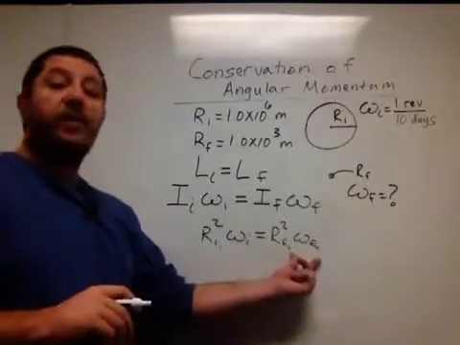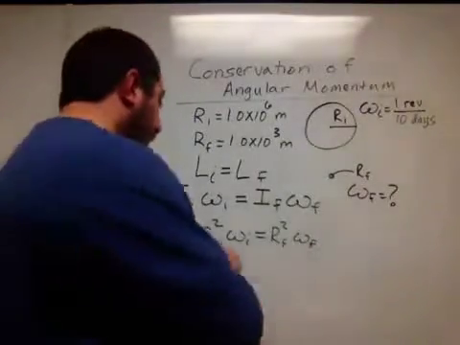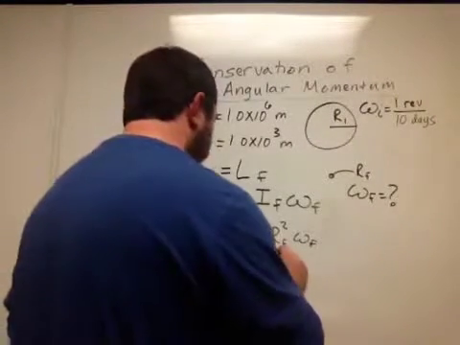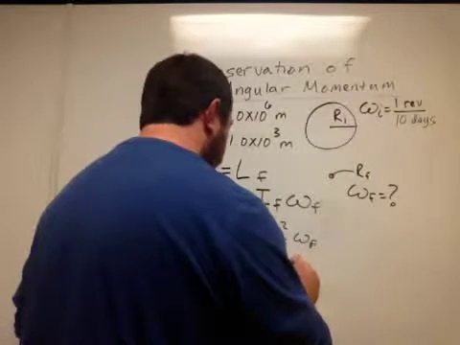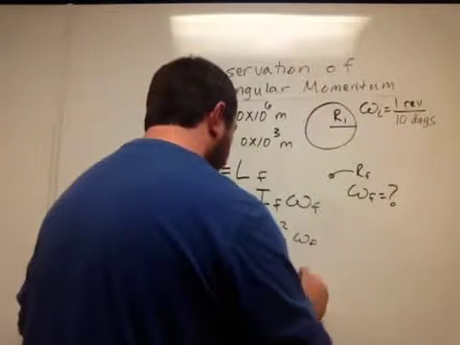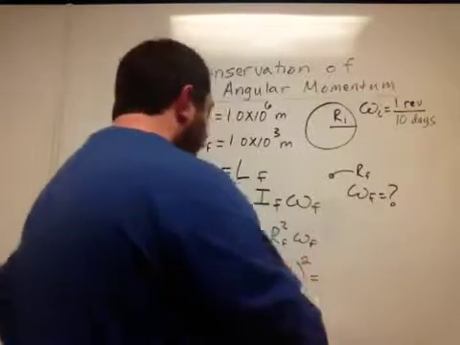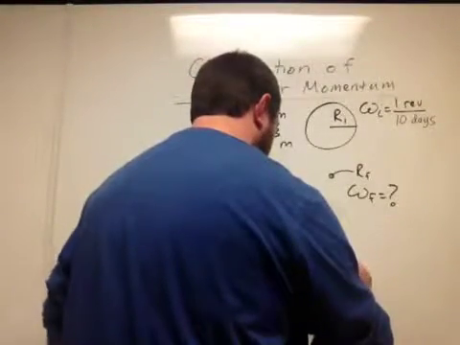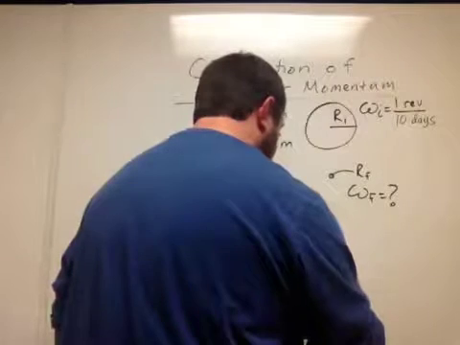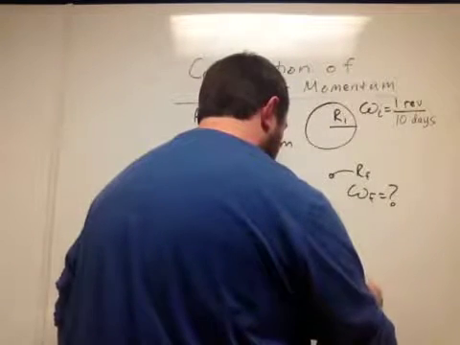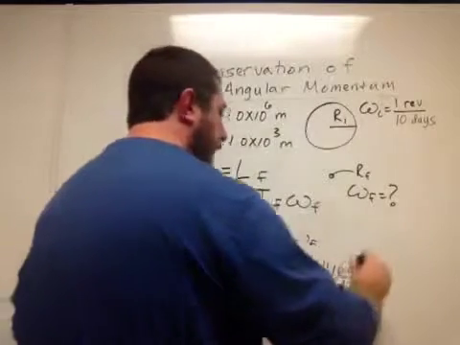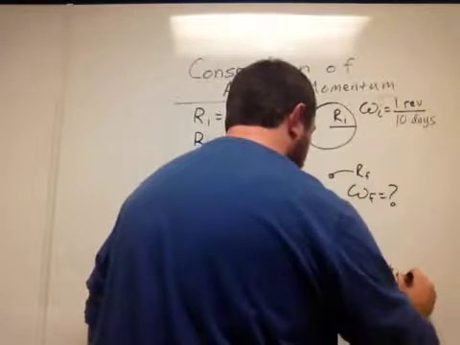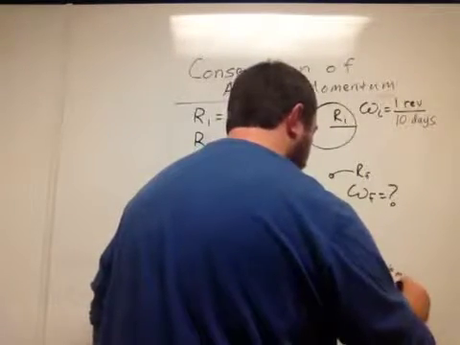Okay? So now if I want to solve for omega f, it's a relatively simple procedure. Omega f is simply going to be omega i times the square of the ratio of the initial radius to the final radius. And this is 1 revolution per 10 days. We'll write it like this. And then this is going to be 1 times 10 to the 6th meters, and this is 1 times 10 to the 3rd meters.